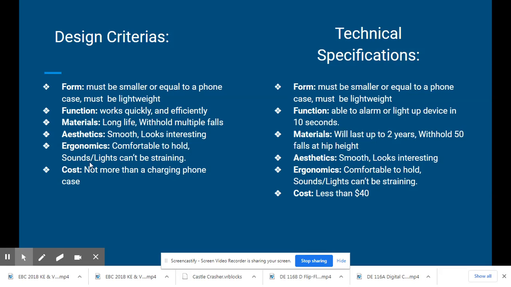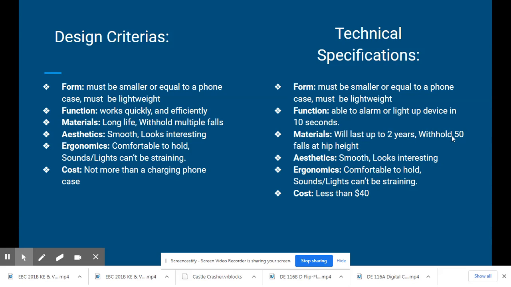They had 6 because they had 3 members. Technical specifications: form, function, materials, aesthetics, ergonomics, and cost. These all have some sort of way of comparing them quantitatively. So this form one would be a size question. The function would be something they could test to see if it works.